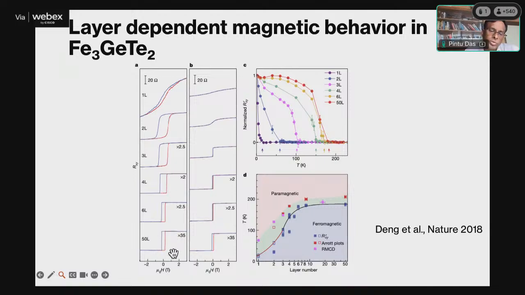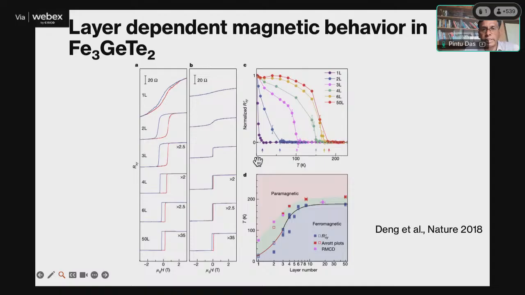This is the hysteresis loop, which was measured by anomalous Hall effect. If you go down to 6-layer, 4-layer, the coercivity is changing, but they see that the hysteresis persists up to 1 monolayer. And if you look at these Rxy, which is the anomalous Hall effect, as a function of temperature, from these measurements, then you see that this anomalous Hall effect is because of the magnetism.